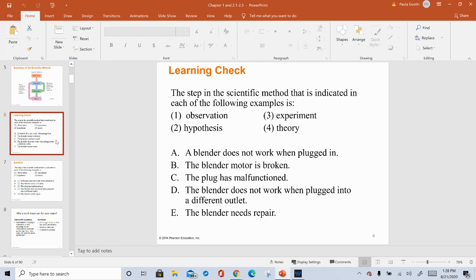Is the following an observation, hypothesis, experiment, or theory? Take a moment to do those. You can pause me.